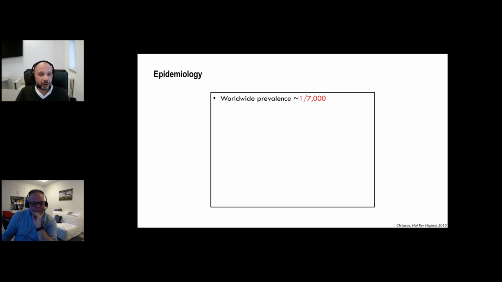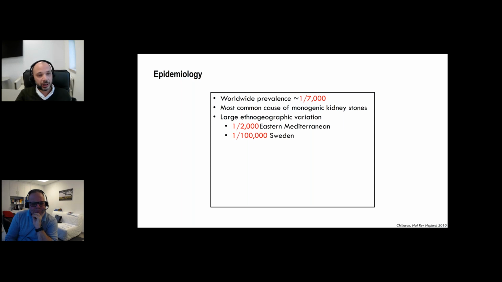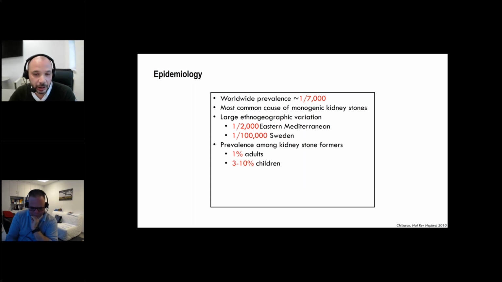In terms of epidemiology, the worldwide prevalence of this disease is about 1 in 7,000 individuals, which makes it the most common cause of monogenic kidney stones. There is also quite a large ethnogeographic variation, with estimates ranging from 1 in 2,000 in the Eastern Mediterranean area to much lower prevalences of about 1 in 100,000 in Sweden. With regard to prevalence in the kidney stone forming population, it is generally thought that 1% of adult stone formers are affected by cystinuria, and 5 to 10% of children.